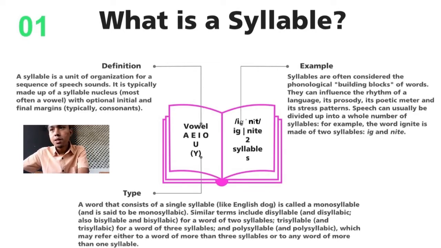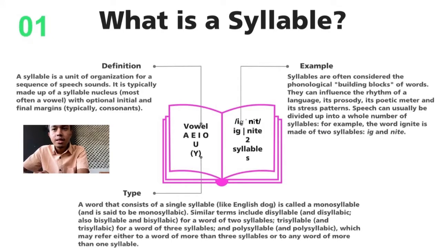Syllables are often considered the phonological building blocks of words. They can influence the rhythm of a language, its prosody, its poetic meter, and its stress patterns. Speech can usually be divided up into a whole number of syllables. For example, the word ignite is made of 2 syllables, ig and nite. So as you can see, there's an ig and nite. Ig, nite, 2 syllables. And there are types of syllable.